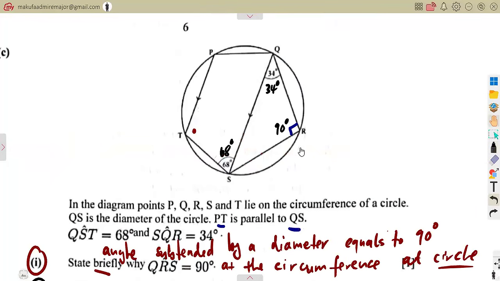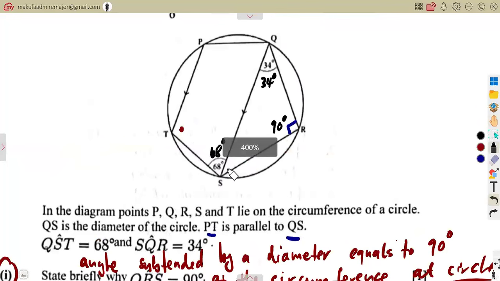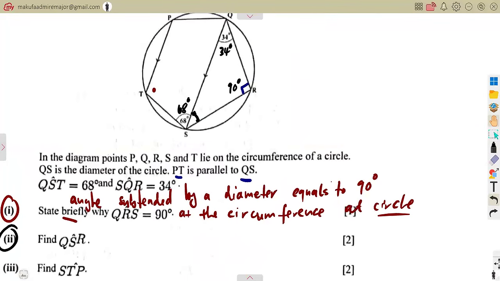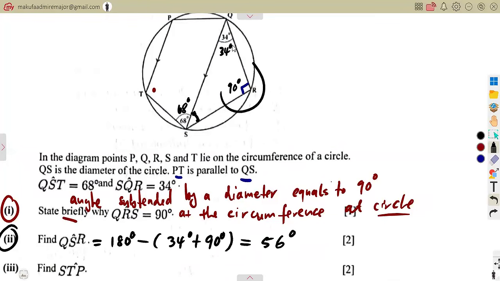All right, let's see. QSR, which is this angle Q to S to R, this angle here. Angles in a triangle, remember, add up to 180. So you can subtract the 90 and the 34 from 180, and that gives us 56, or simply 90 minus 34, because these two angles are supposed to add up to 90.